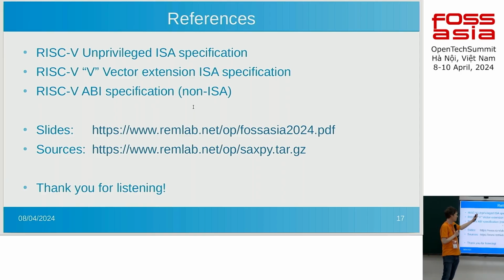What's nice to note is that they have separate specifications for unprivileged and privileged. And if you're just writing normal software, you can just use the unprivileged. Privileged is if you want to write kernel code or hypervisor code, which does the memory management, that sort of thing. So here, we don't care about that. So we have half of the specification that we don't need to care about.